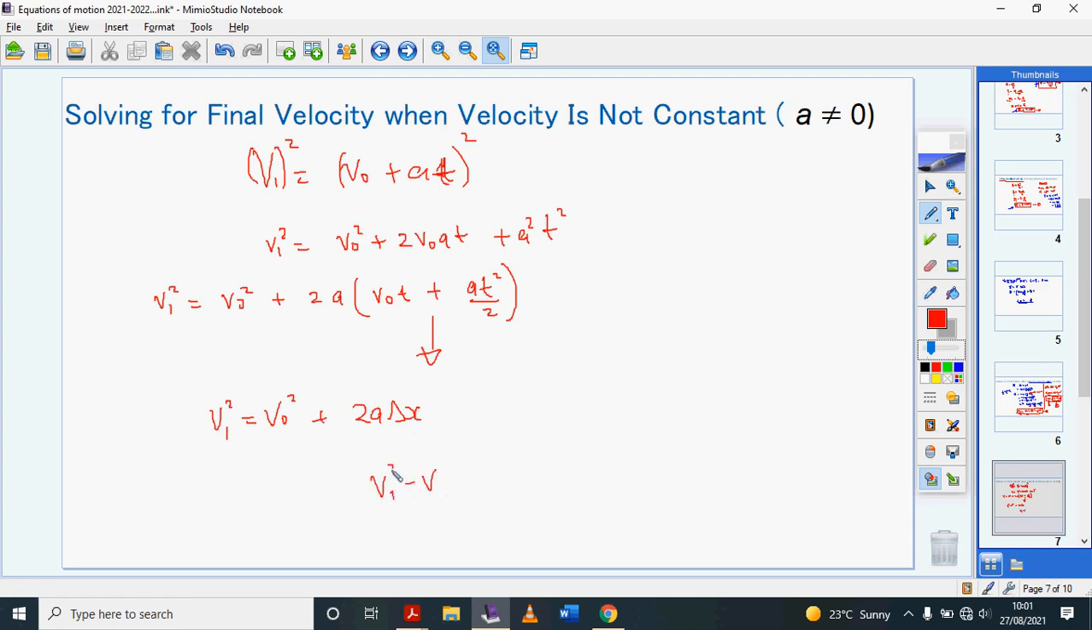v1 squared is equal to v0 squared plus 2a delta x. Now, I know I messed up a lot on this one, so you might start wondering if it's this hard for this guy.